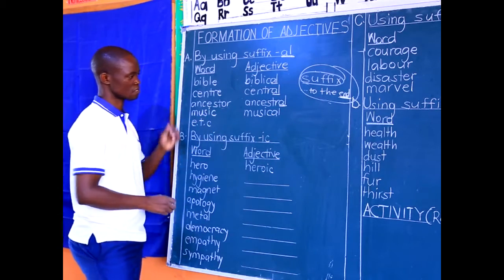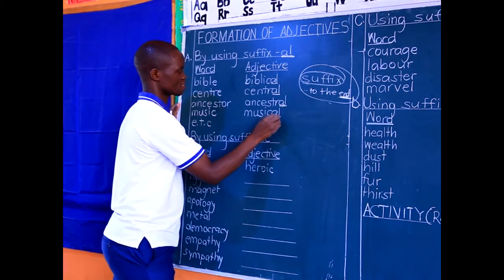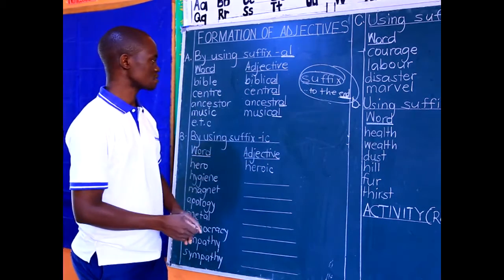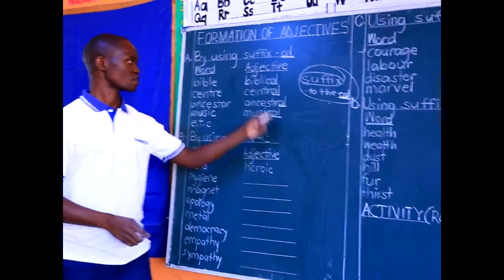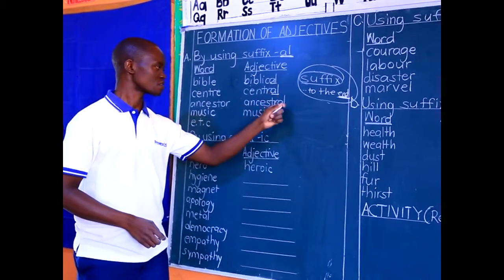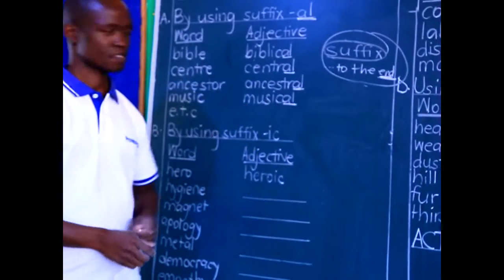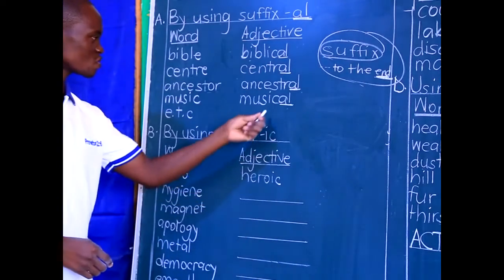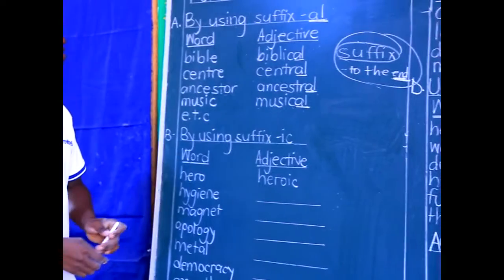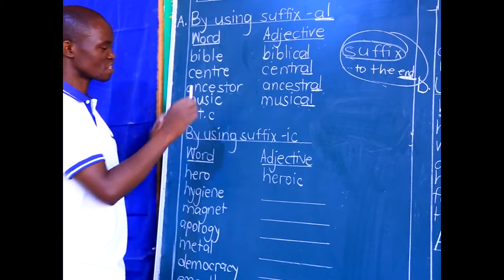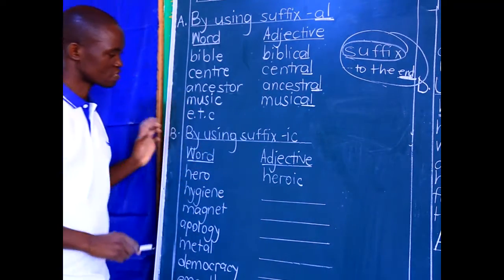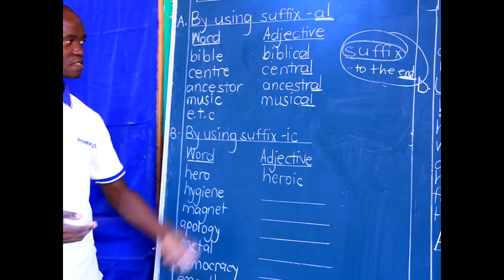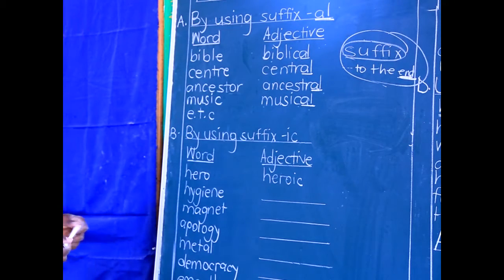Next is music, which changes to an adjective and becomes musical. So you've seen that the words I have listed end in AL. In this case, AL is the suffix, the letters that have been added to the word music to change its meaning from music, a noun, to musical, which is an adjective. Etcetera, meaning many other words that belong to the same category.